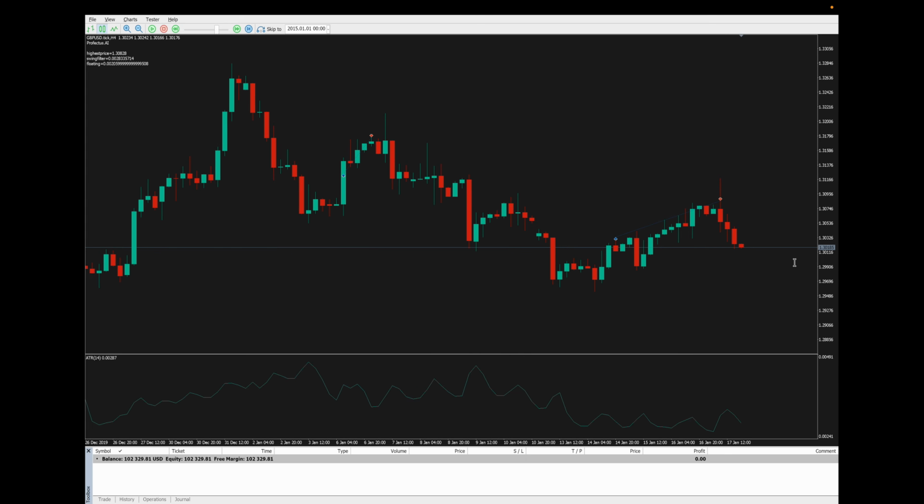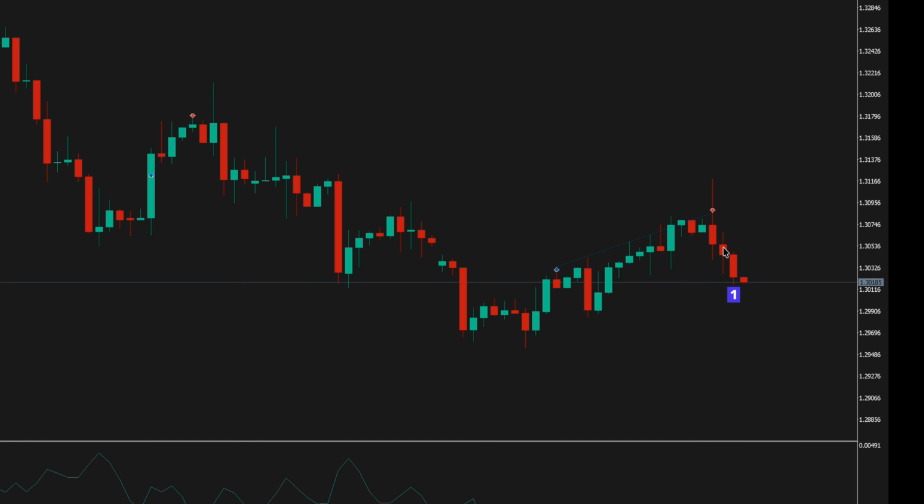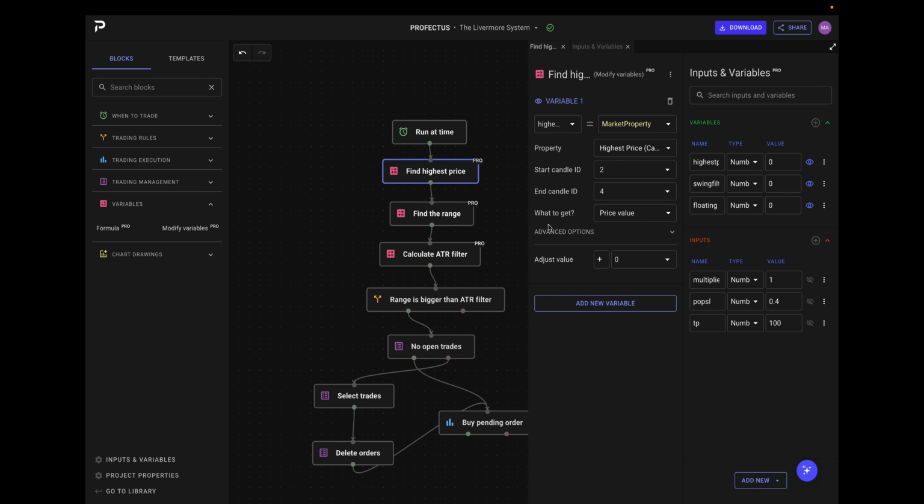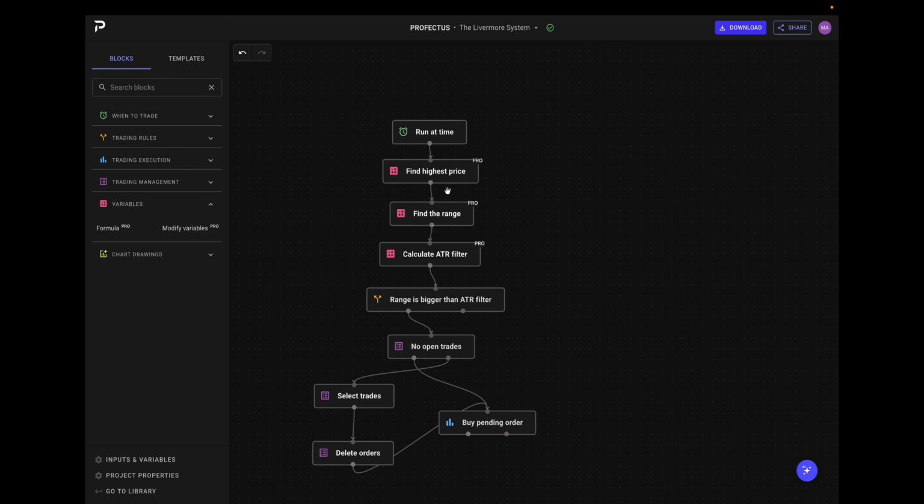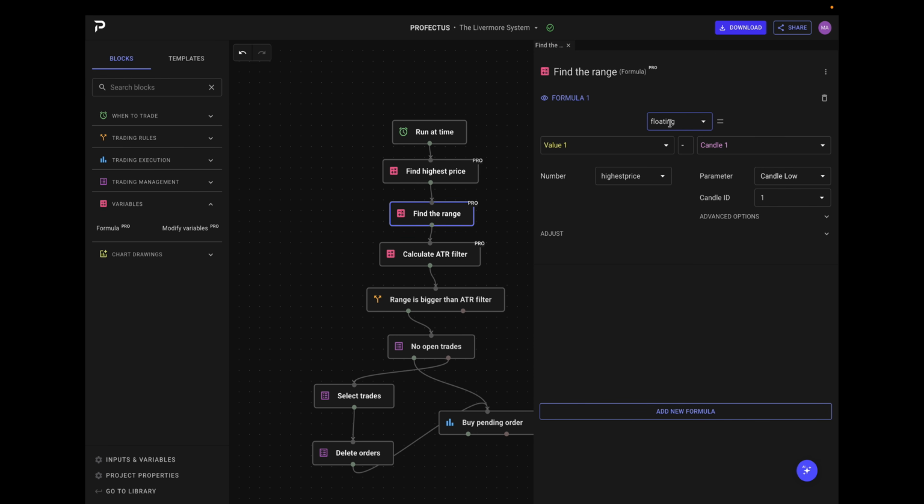Go back to the charts. Candle 1 is this one, so 2, 3, and 4. So the highest price of this would be this level, okay? And that is 3, 1, 2, okay? We need that later on. We take the price value, and that's all we do in this block. Then the second thing is calculate floating.